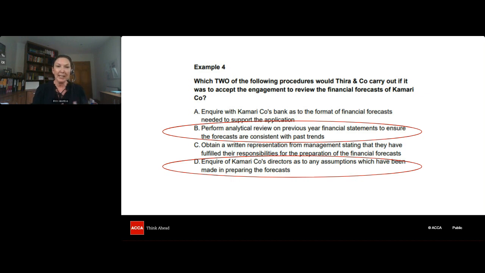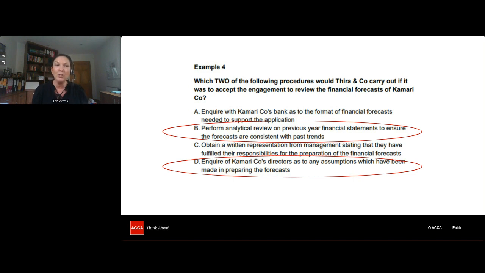Ensuring the financial forecast review, you would carry out analytical review because you would want to compare the previous year's information to what's going on. So that makes perfect sense. And also talking to the directors as to anything that they've done in the preparation of their work and any assumptions that have been made, so they can decide whether that looks reasonable or not, is another good task to carry out for that team.